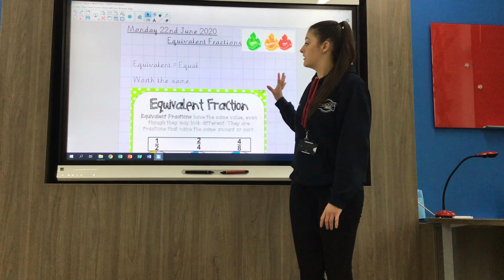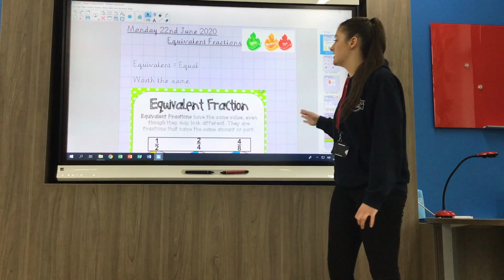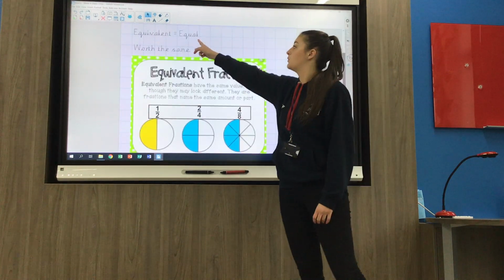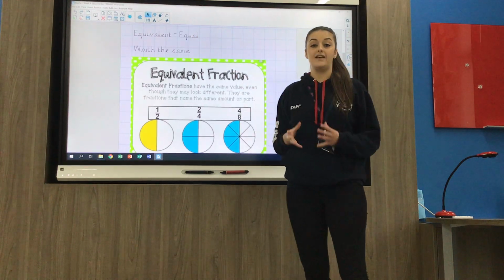Miss Charlesworth spoke about equivalent fractions last lesson, so let's have a quick recap. The word equivalent, we know it means equal. It's a funny word, but it means equal, and equal means it's worth the same amount.